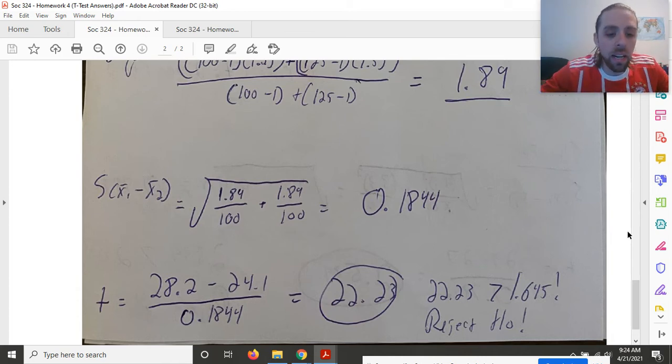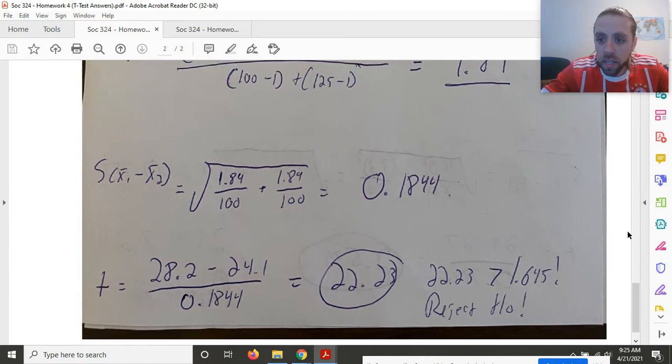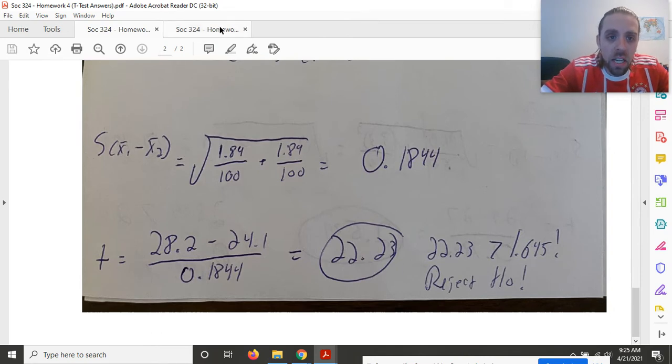That then goes in the denominator of my t formula, and I have 28.2 minus 24.1 over 0.1844, and that gives me 22.23. So I asked the class, is 22.23 greater than 1.645? Yes. Therefore, I reject the null hypothesis with 95% confidence and conclude that there is a significant, that men do indeed earn higher starting salaries than women. Yeah, the gender gap is a real thing. So we reject H0 here. Good for us. Moving on to the Anova problem.